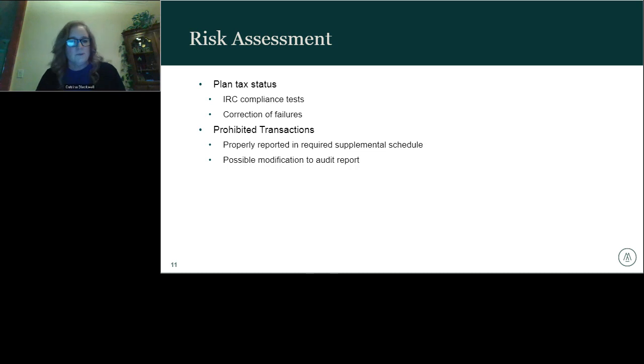The auditor should also evaluate whether the prohibited transactions identified by management or as part of the audit have been appropriately reported in the applicable ERISA required supplemental schedules. If the auditor determines that the prohibited transaction has not been properly reported, then the auditor has to either modify the audit report or add an other matter section to the report, depending on how material and what the effect is on the plan. So if there are prohibited transactions, these need to be discussed between the auditor and plan management to see what the effect is, how material it is, and how to be reported.